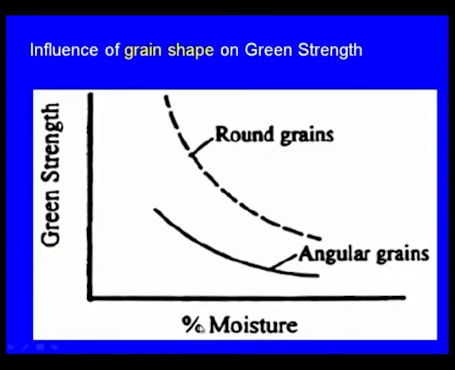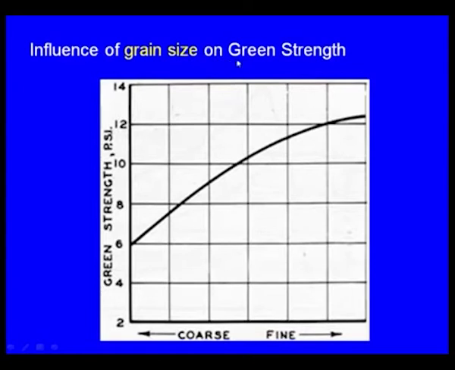Here we can see the moisture on the x axis and the y axis shows the green strength, right. So for the round grains, as the moisture is increasing, you see the green strength is gradually decreasing, and this line indicates the angular grains. For the angular grains also, with increase in the moisture, the green strength is gradually decreasing. But when we see these two graphs, what we can conclude is that the round grains offer better green strength compared to the angular grains.